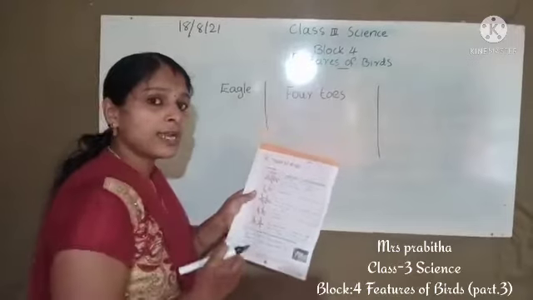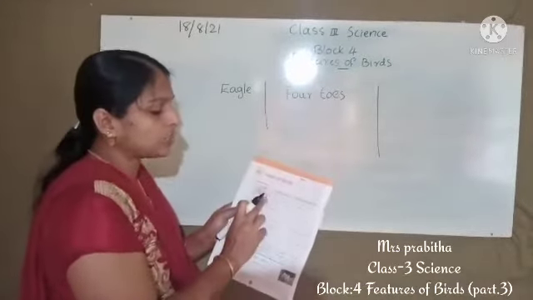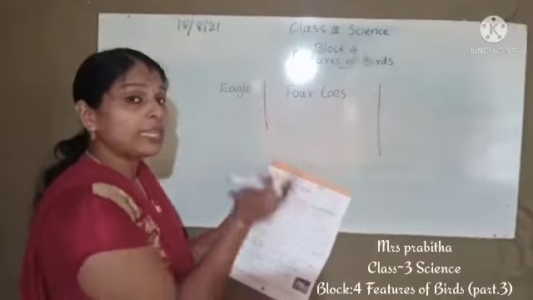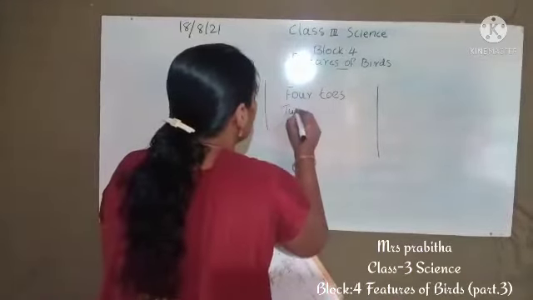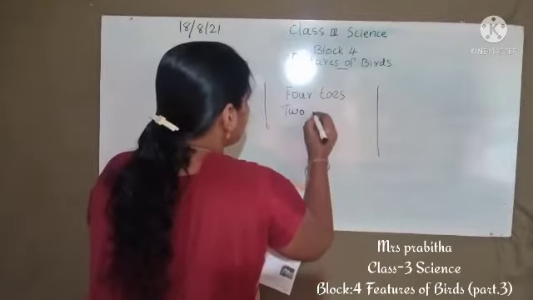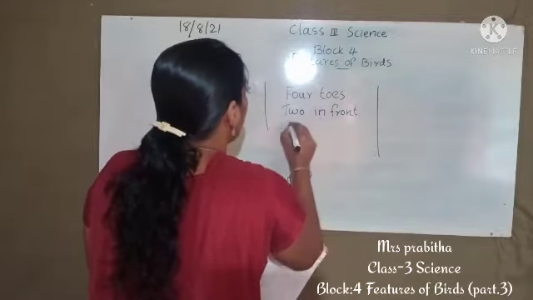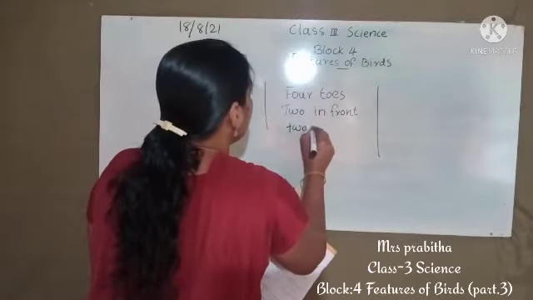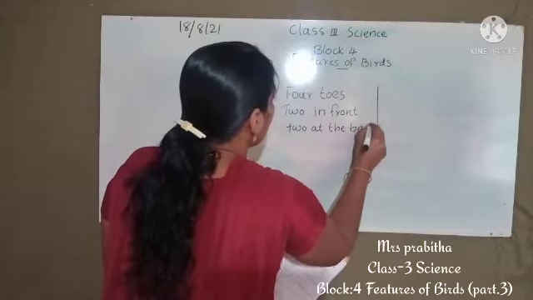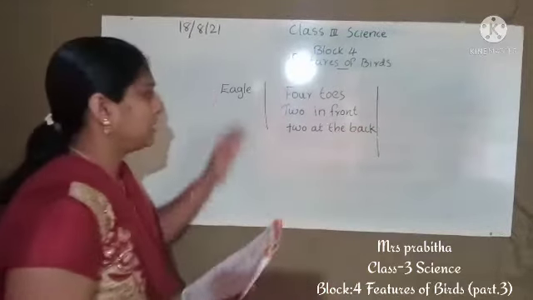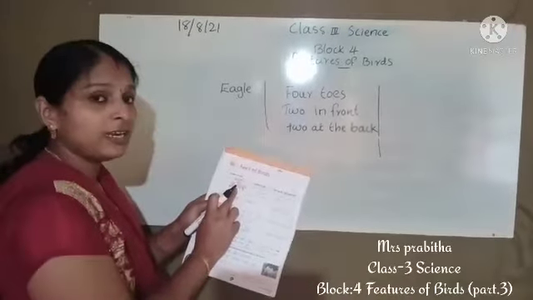How are these toes arranged, children? Yes, 2 toes are in front and 2 at the back. So this is the way these toes are arranged. This is the foot of an eagle.